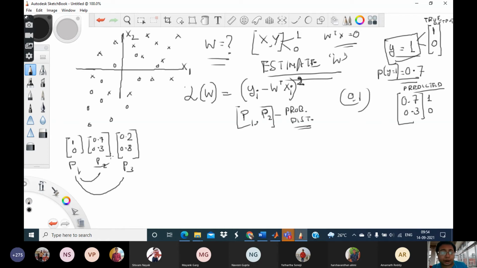How I measure that closeness is a different matter, but this example shows that there is a concept of closeness between probability distributions. Based on this I define a concept known as cross entropy, which is defined in the following way. So minus... How do I put it? Let me put it in the following way.